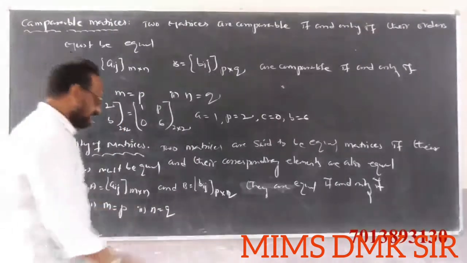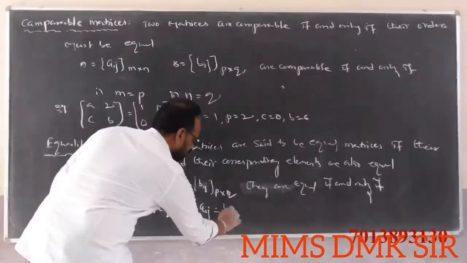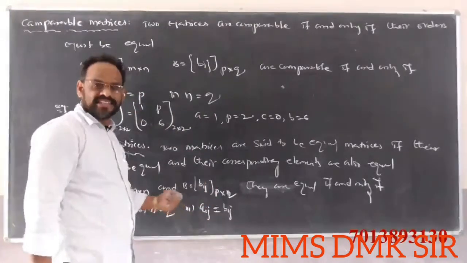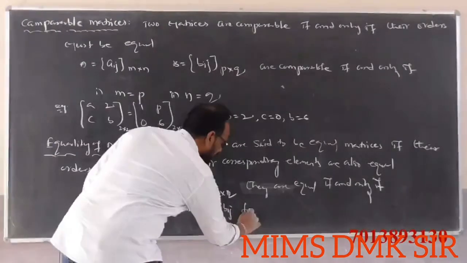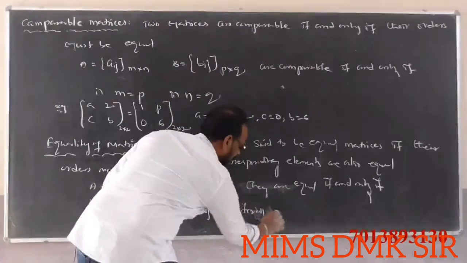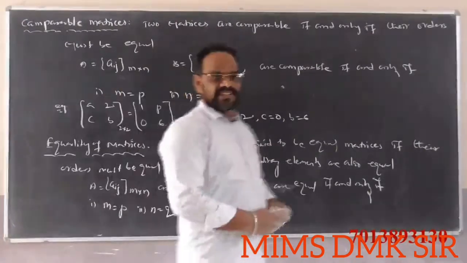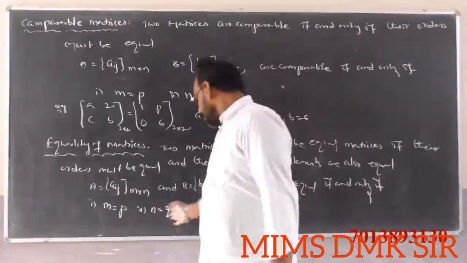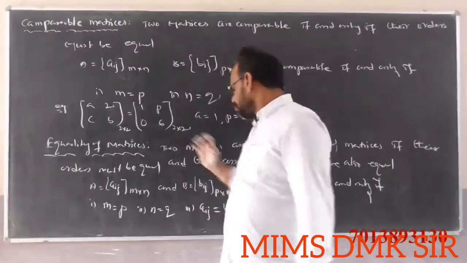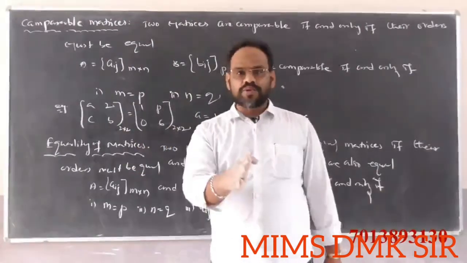Orders must be equal, and the third condition is that each element a_ij equals the corresponding element b_ij, for all i, j. For all i, j, a_ij equals b_ij. That is, a11 equals b11, a12 equals b12, a13 equals b13, a21 equals b21, a22 equals b22.